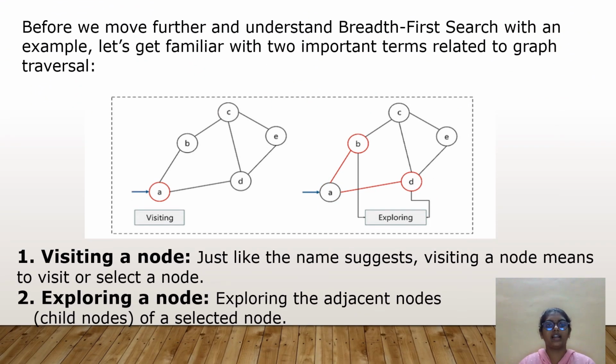Before we move further and understand breadth first search with an example, let's get familiar with two important terms related to graph traversal, that is, visiting and exploring. Visiting a node, just like the name suggests, means to visit or select a node. Exploring a node means exploring the adjacent nodes, the child nodes of the selected node.